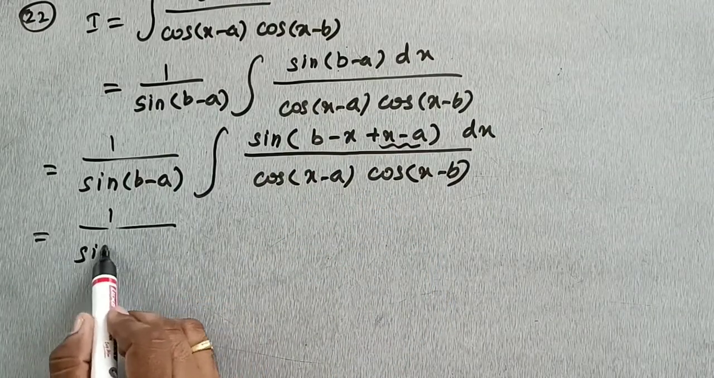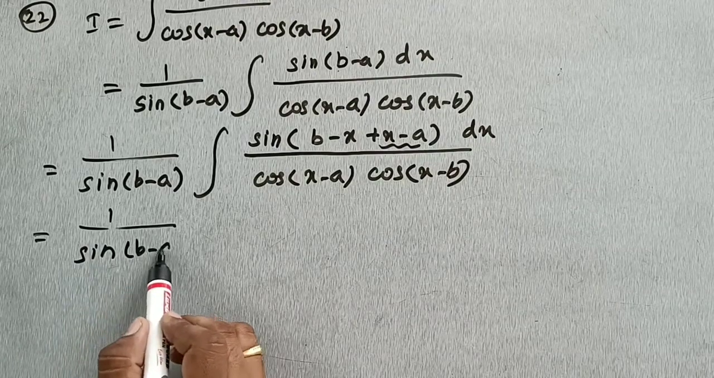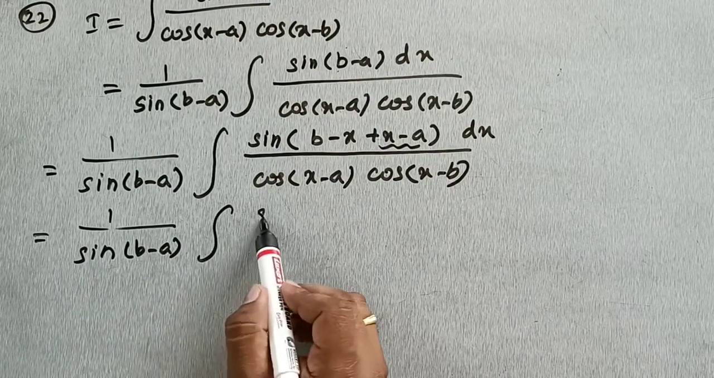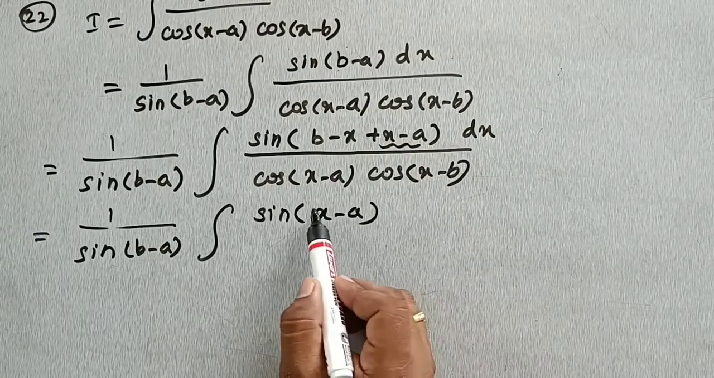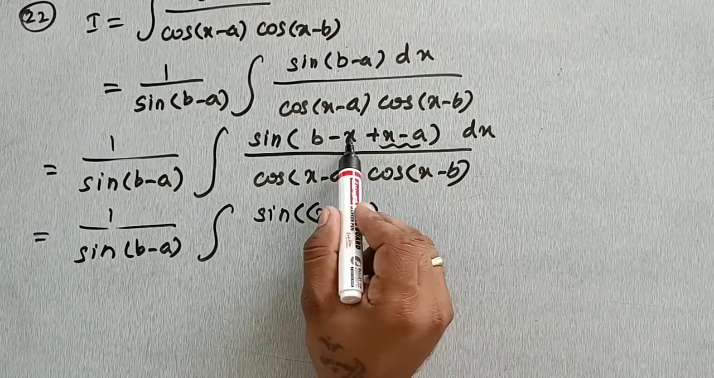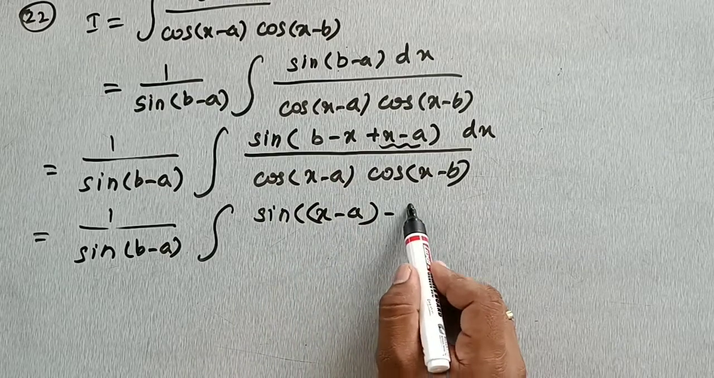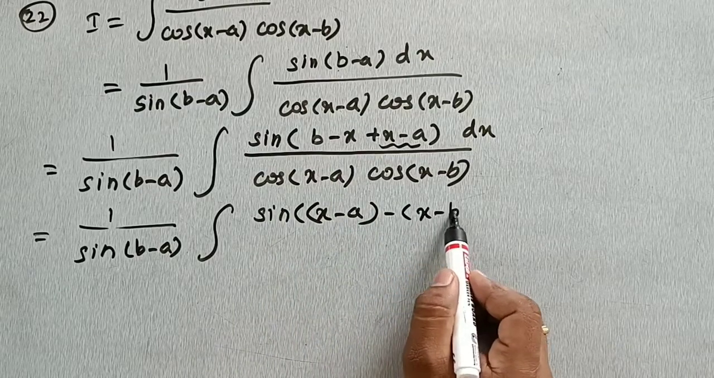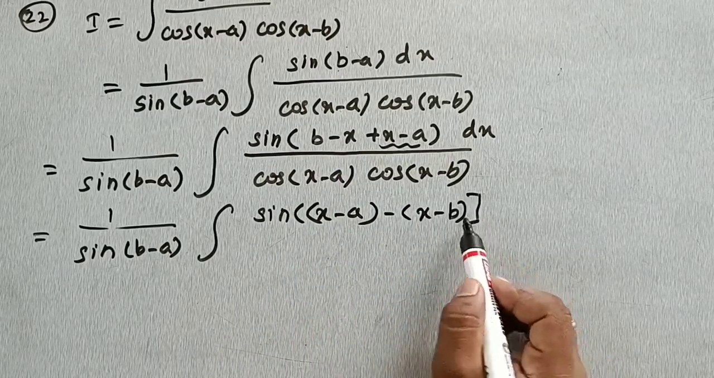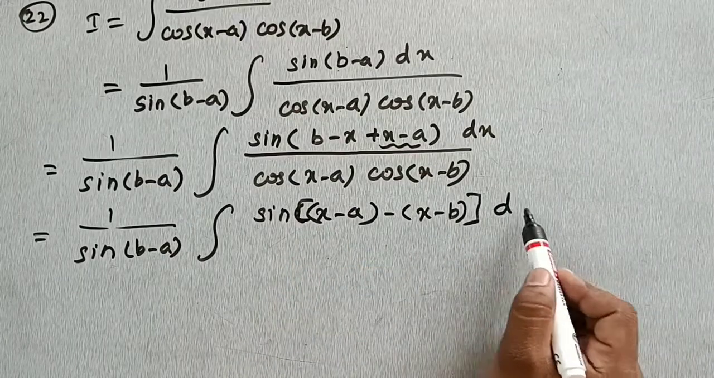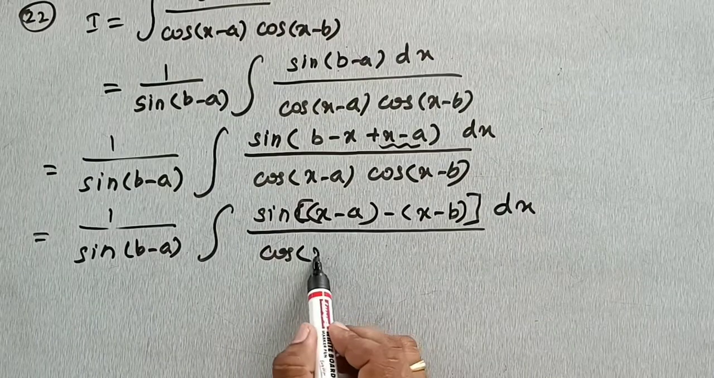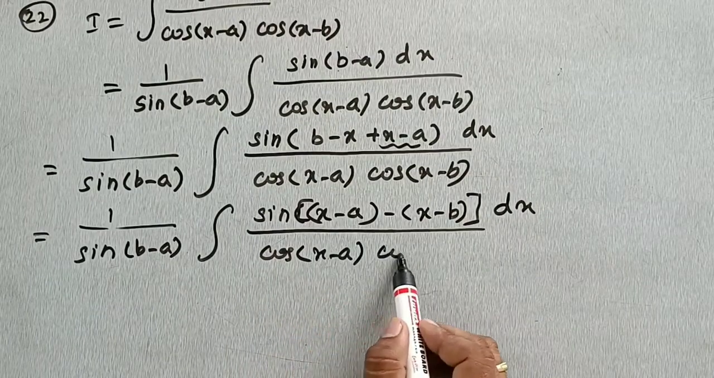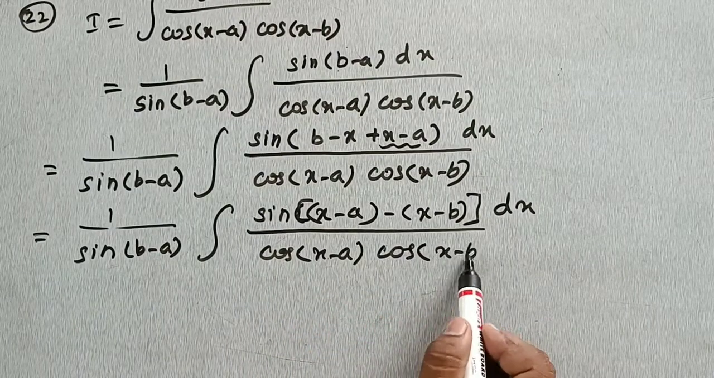The numerator I am going to group as x minus a and then x minus b, but I have b minus x here, so I need to take the minus outside. So 1 by sine of b minus a into the integral of sine of, first term x minus a, second term taking minus common from these two terms, we get x minus b, into dx divided by cos of x minus a into cos of x minus b.